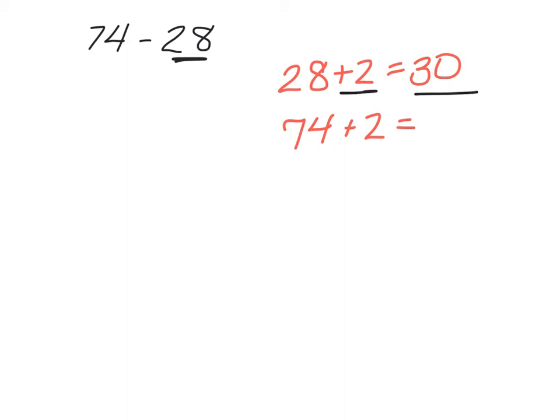So going back, we added 2 to 28. So we need to do the same thing to 74. So here we have 74 plus 2. And 74 plus 2 gives us 76. So now I have more friendly numbers. Now I'm left with 76 and 30. So simply I can find the difference.